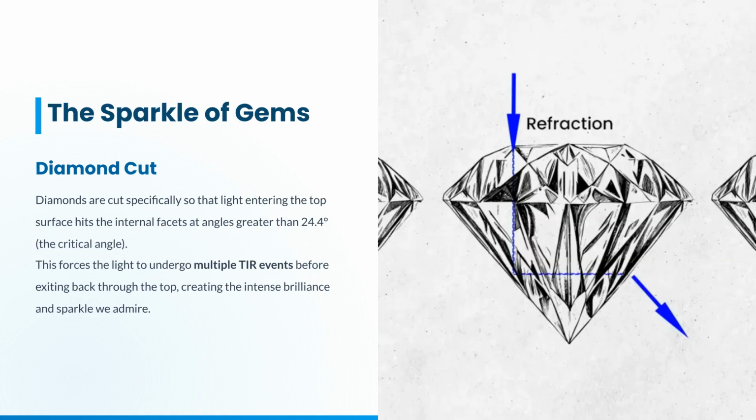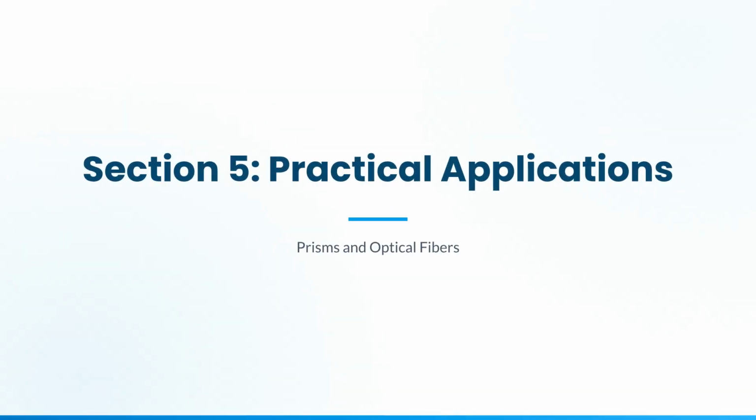This principle is also behind the sparkle of gems. Diamonds are cut so that light entering the top is trapped by multiple internal reflections, creating the brilliant shine we admire. Moving on to practical applications like periscopes and fiber optics.